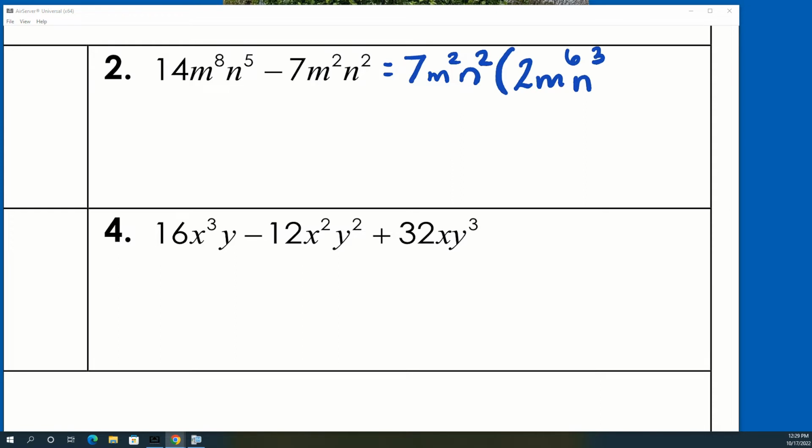All right, then I'm going to bring over the minus. I'm going to divide 7 by 7. That's going to be 1. And then what happens with the m and the n? They cancel out. And that's it. Great. So if you can do ones like number 2, I think you can do any of the greatest common factor ones. They don't really get much more difficult than number 2 does.